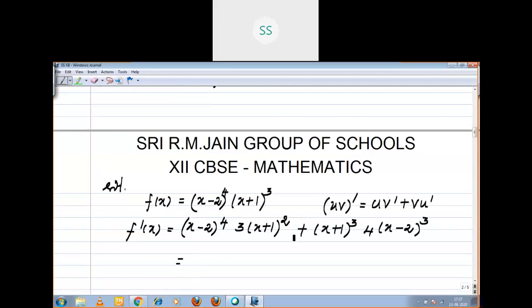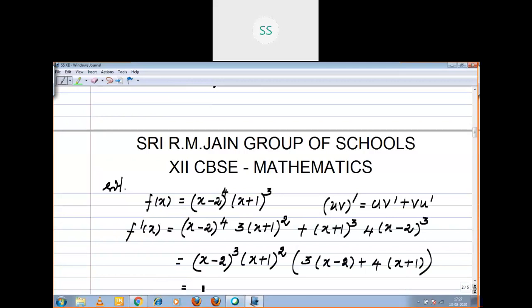Which term is common in both the things? (x minus 2) cubed and (x plus 1) squared. The least power you should take. (x minus 2) cubed (x plus 1) squared into [3 into (x minus 2) plus 4 into (x plus 1)]. Now, 3x minus 6 plus 4x plus 4. Got it, children? Now, what can you get?